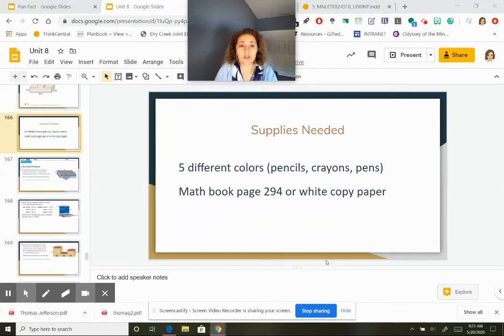All right, so now we're going to start our word problems. Remember, we need 5 different colors, either pencils, crayons, or pens. And you need your math book, and I'm on page 294, or a piece of white copy paper if you do not have one, if you don't have your math book, so you can trace over, okay? Let's start with our first problem.